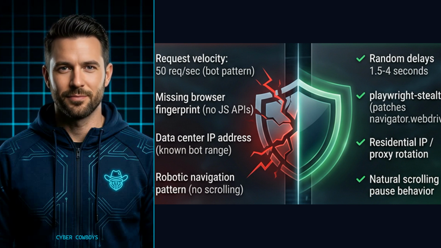Let's address all four. Not constant predictable delays, variable delays. Between each request, wait a random duration drawn from a range that matches human behavior. For a browsing task, that's 1.5 to 4 seconds. For clicking a link, 300 to 800 milliseconds after the page loads. In Python, time.sleep(random.uniform(1.5, 4.0)), one line, do not skip it.